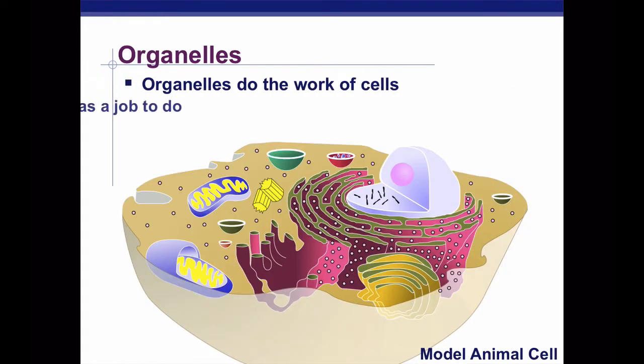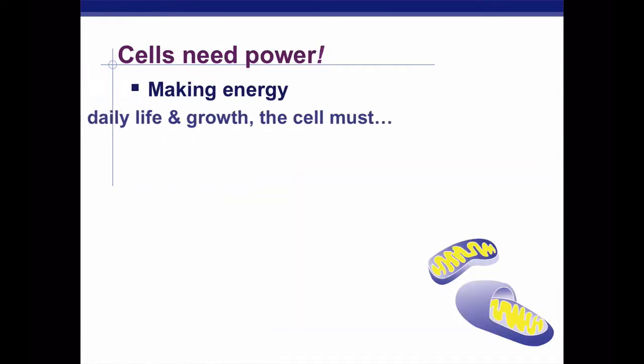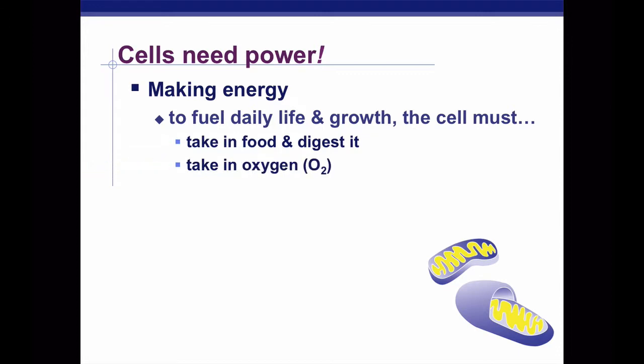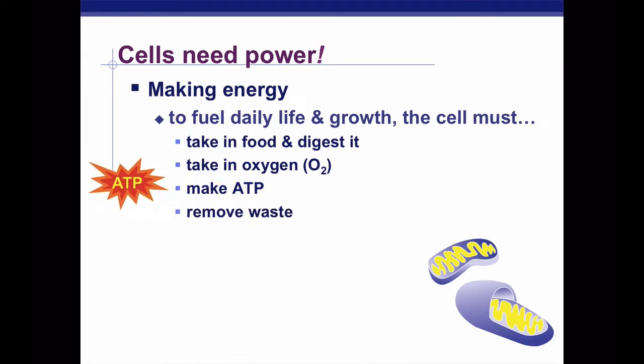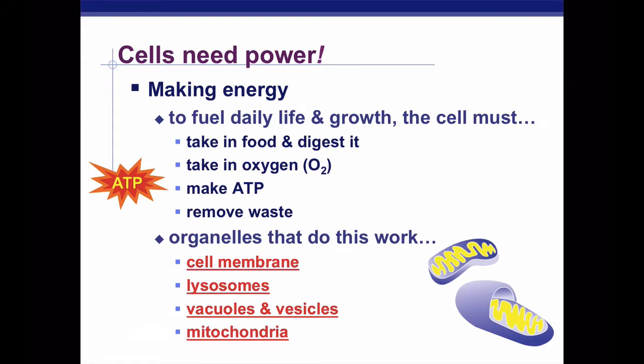Organelles do the work of cells. Each structure has a job to do. It keeps the cell alive and keeps you alive. Cells need power. To fuel daily life and growth, the cell must take in food and digest it, take in oxygen, make ATP, and remove waste. Organelles that do this work, we're going to talk about the cell membrane, lysosomes, vacuoles and vesicles, and mitochondria.